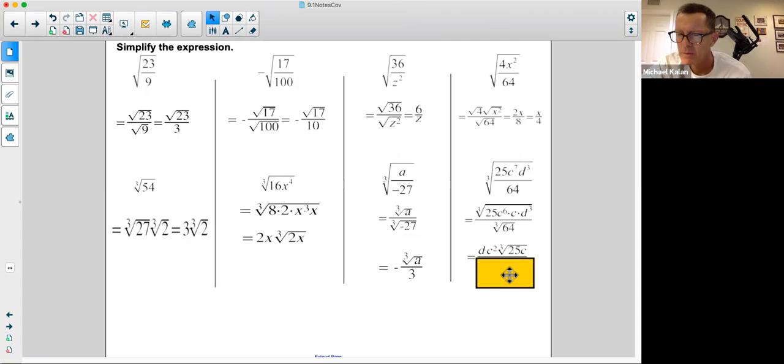And then can I take the cube root of 64? Yeah, it's 4. So hopefully you're seeing why it's so important to know these perfect cube numbers and perfect square numbers. Really helpful when you have something like this. You can just do it really quickly.